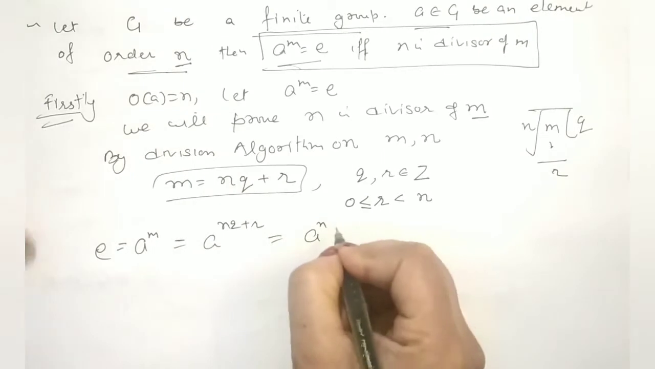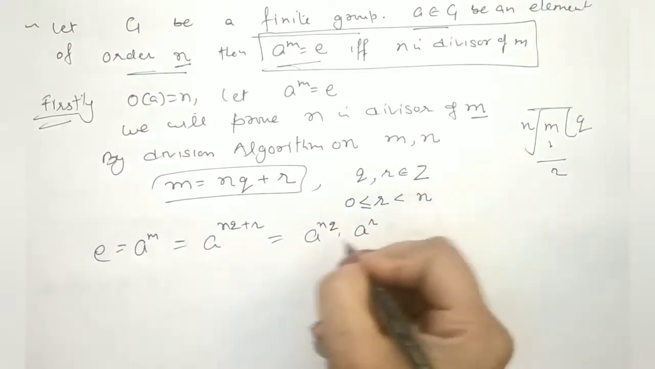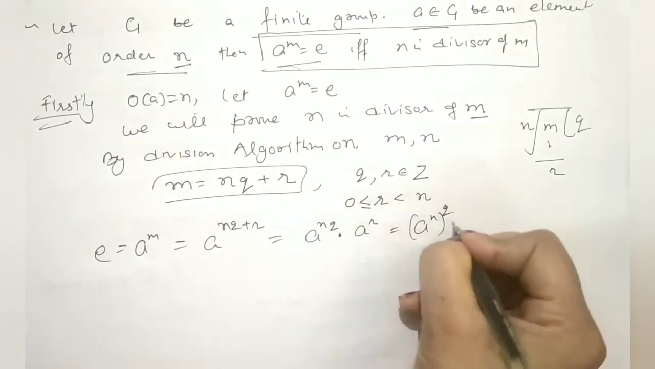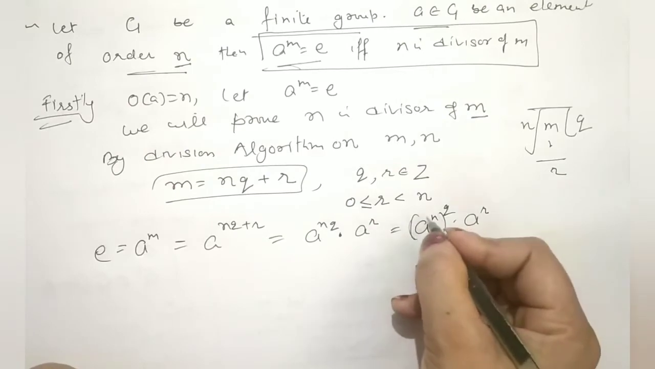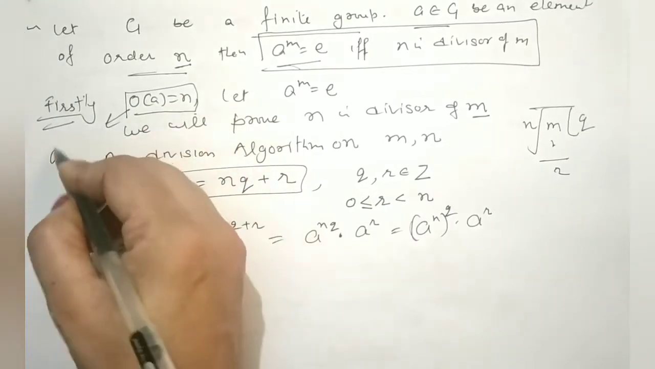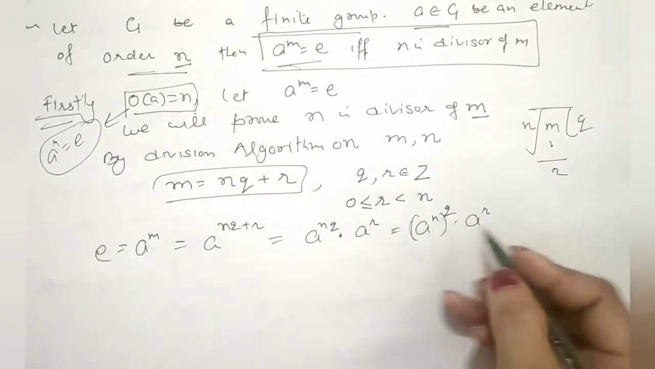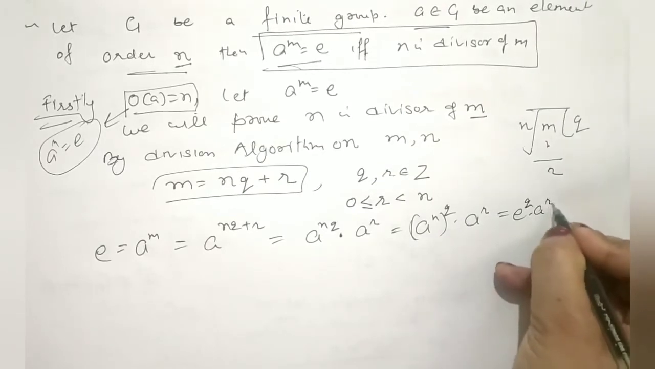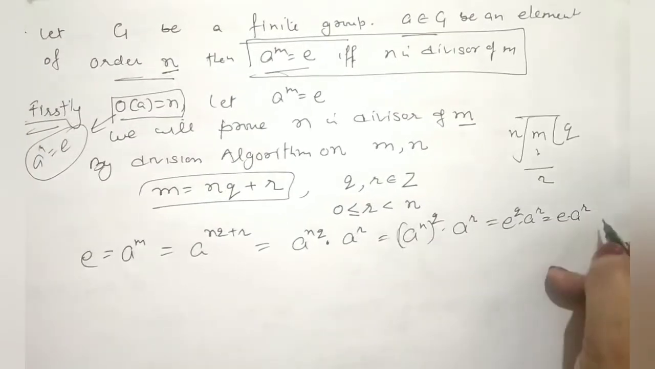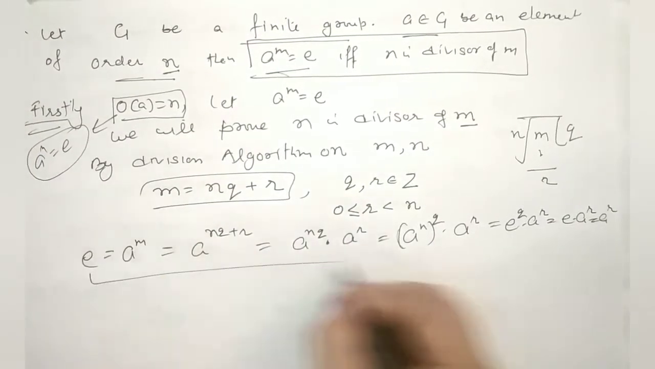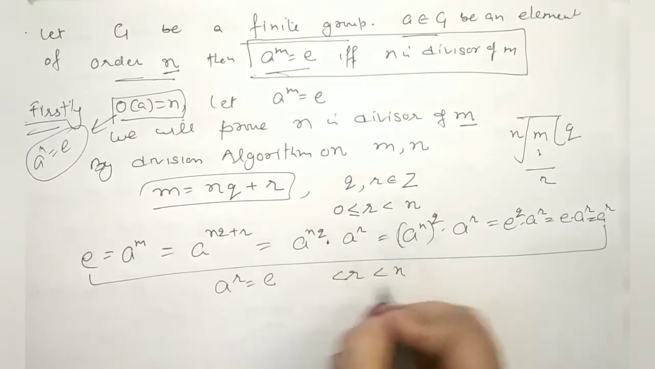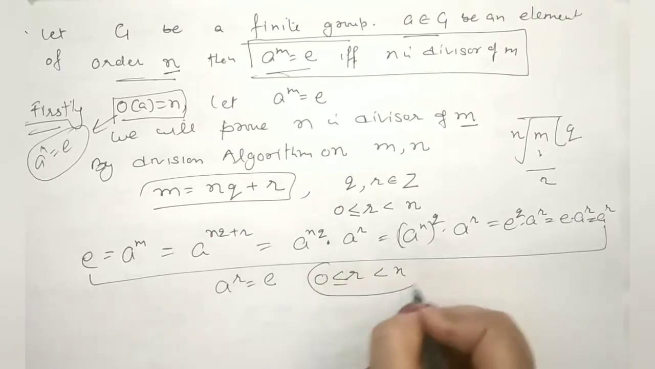By writing this as nq and A raised to power r in product, this is A raised to power n raised to power q into A raised to power r. A raised to power n is identity, because n is the order of A. Order means A raised to power n is identity. So this is identity raised to power q into A raised to power r. Identity raised to power anything is identity, and identity multiplied with A raised to power r is A raised to power r. What we get from here is A raised to power r is identity, where r is less than n and greater than or equal to 0, the remainder.